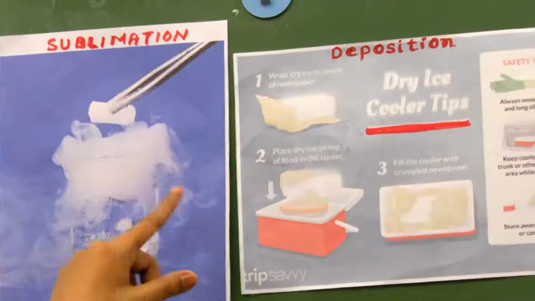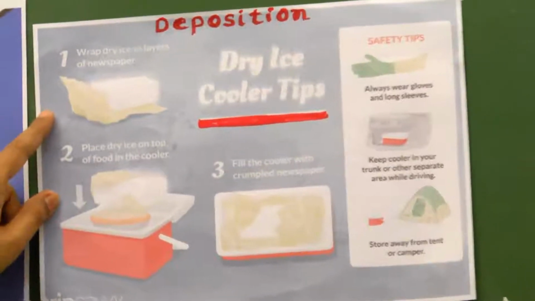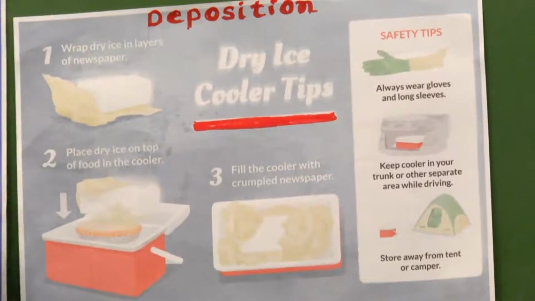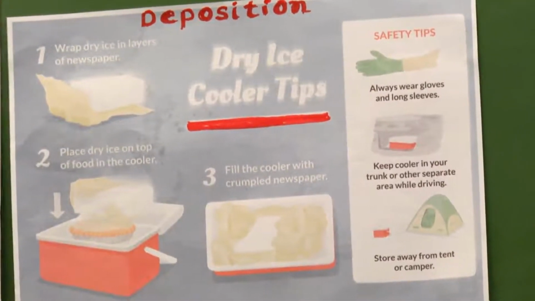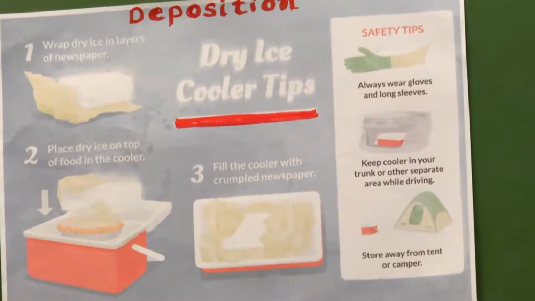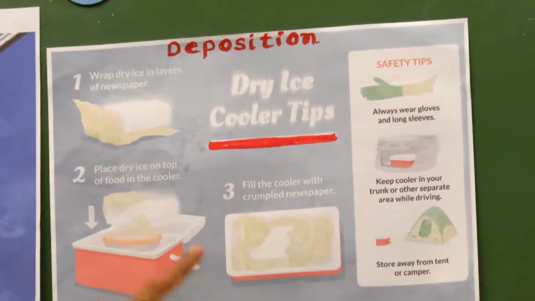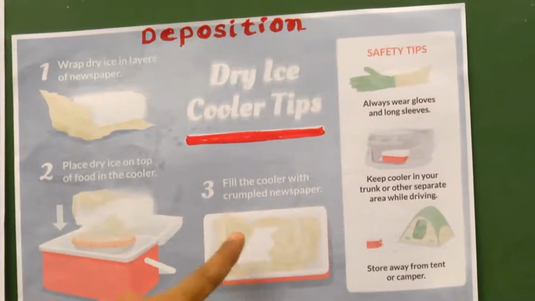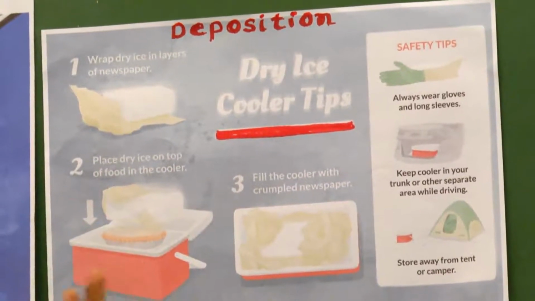This process is called deposition. How do we keep dry ice? We have to wrap the dry ice with paper. Where are we using it? We use it in food-keeping coolers. How to keep it: we fold the dry ice in paper and keep it inside the box, then keep the food we want to preserve inside that box.